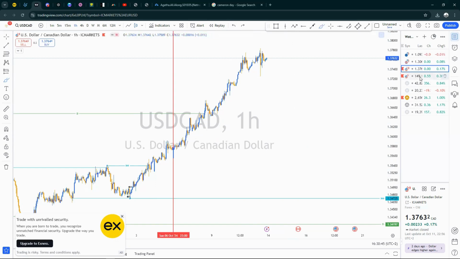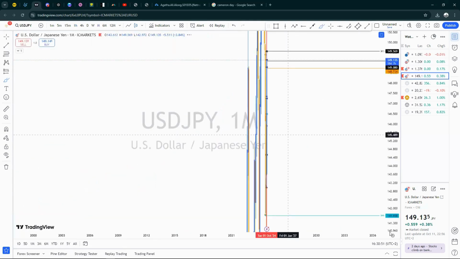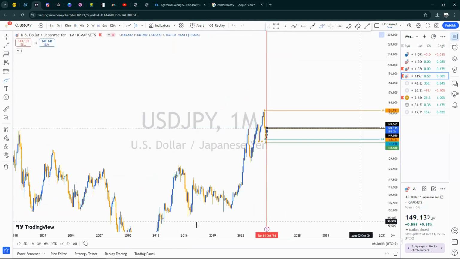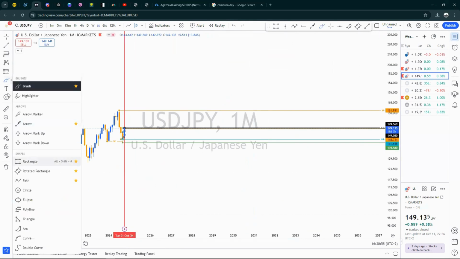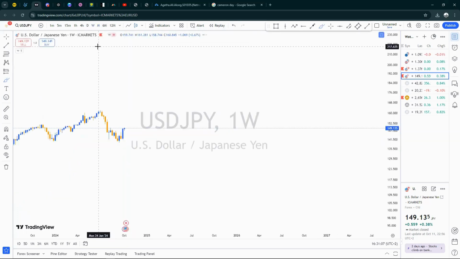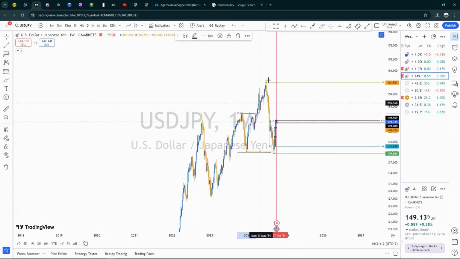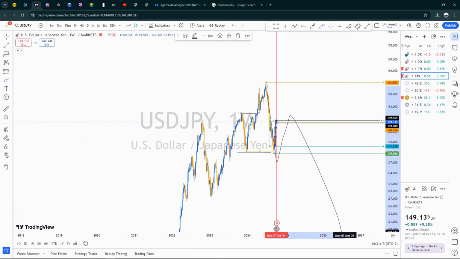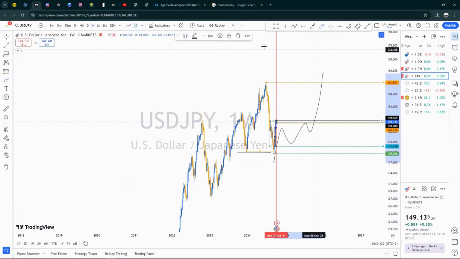So let's jump into USD JPY. Sorry for that. On monthly, we have a range from this low to high. We're expecting price to do something like this. Going to weekly, the range got broken here. So now we're expecting something like this. If the monthly doesn't give us a setup to buy, the weekly might give us a setup to sell.